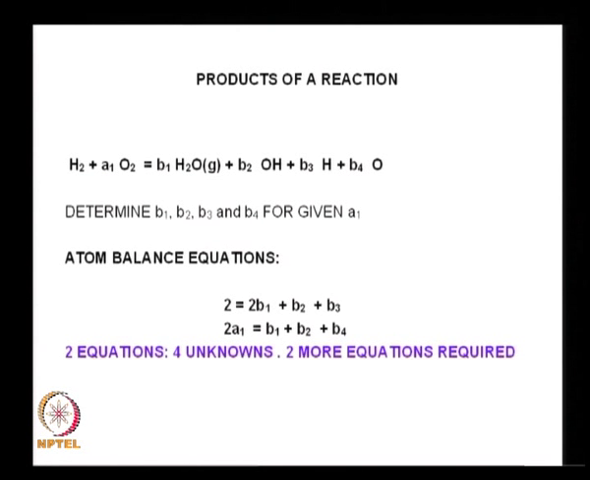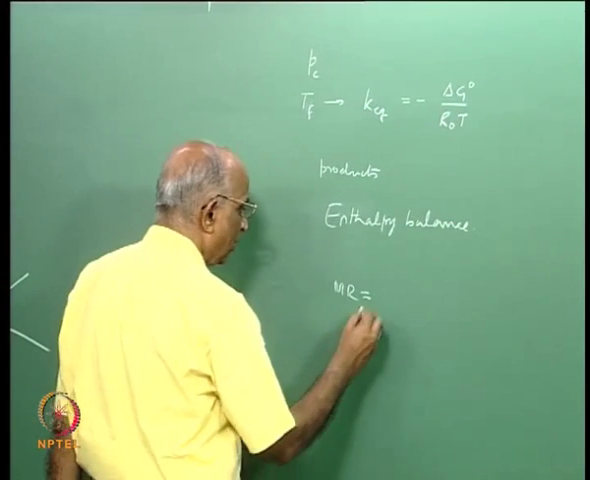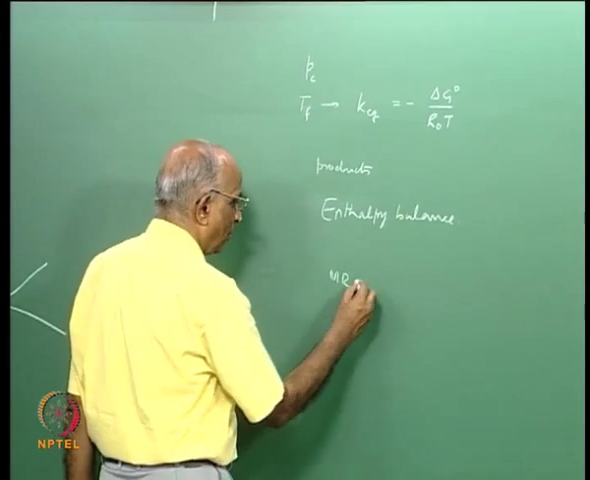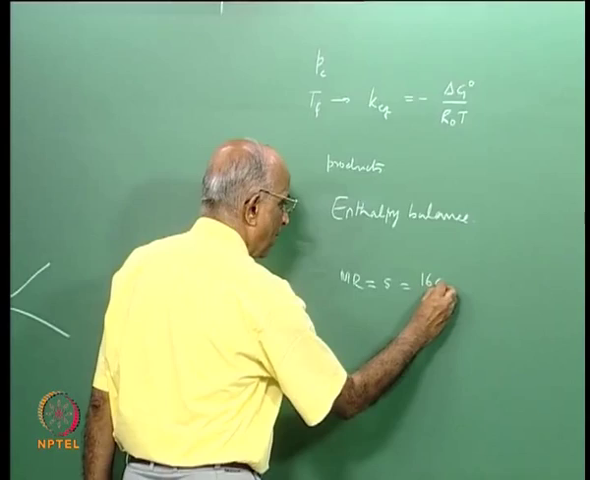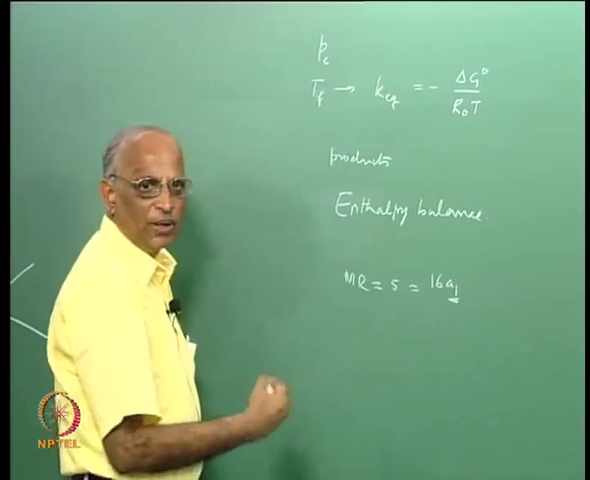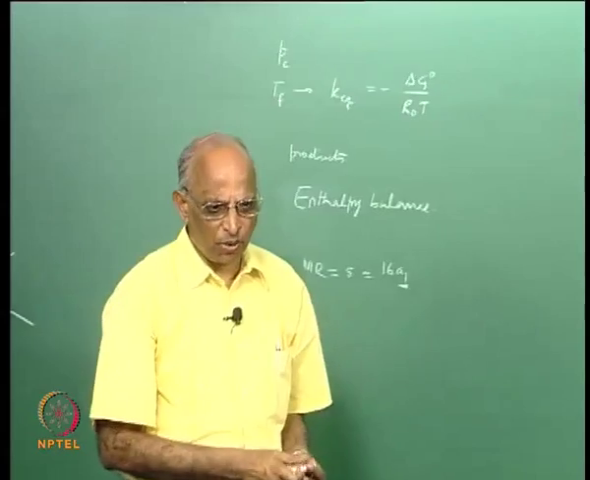Mixture ratio is specified. Mixture ratio is mass of oxidizer to mass of fuel, and we saw in the last class that for a reaction involving H2 plus A1 O2, the mass of oxygen is 32 into A1 divided by 2, which is 16A1. 16A1 is the mixture ratio, and the mixture ratio must generally be fuel rich. Let us say the stoichiometric mixture ratio for hydrogen oxygen is 8; let us say 5, therefore 16A1 equals 5, and I can get the value of A1. Whatever be the mixture ratio, I can do this problem.